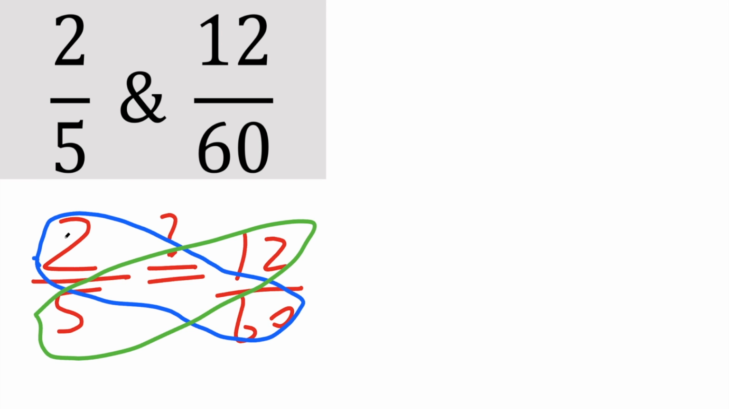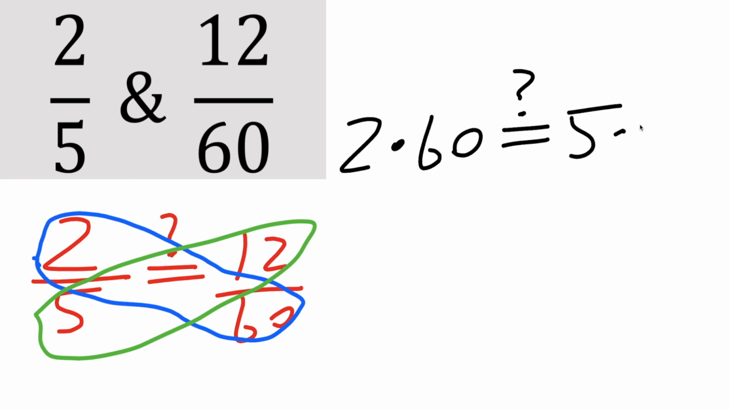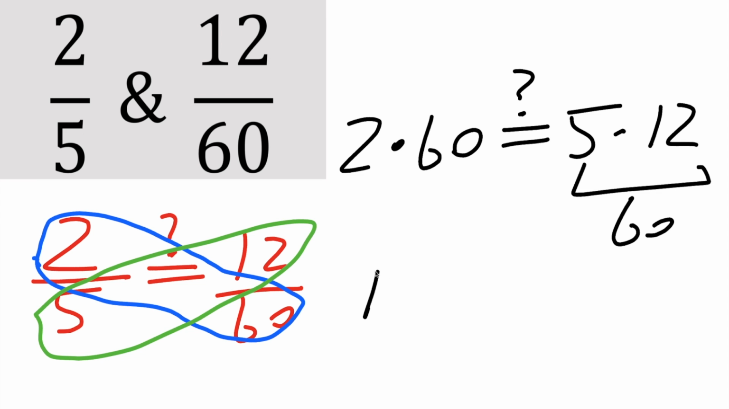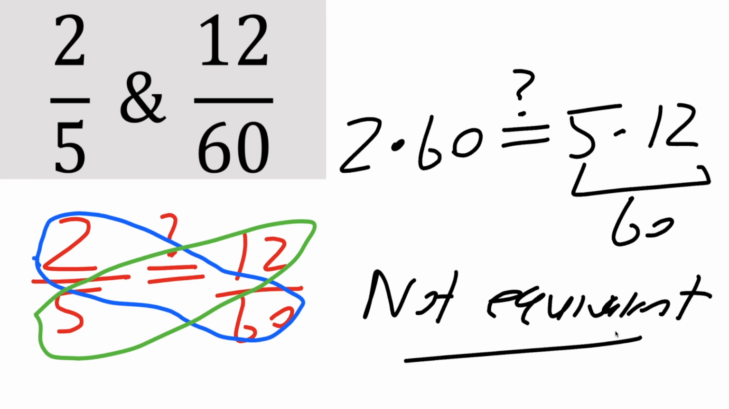Whenever we cross, so this blue piece, 2 times 60, we will write that down. 2 times 60 is equal to, we don't know yet if it's true, 5 times 12. So 2 times 60, the blue diagonal, with the 5 times 12, the green diagonal. And we want to know, is it the same? Well, 5 times 12 is 60. And this is 2 times 60. So again, not equivalent. We're going to do 2 more problems if it's not clear yet. But that's another way of showing it not being equivalent.